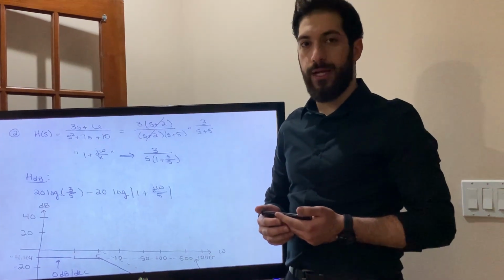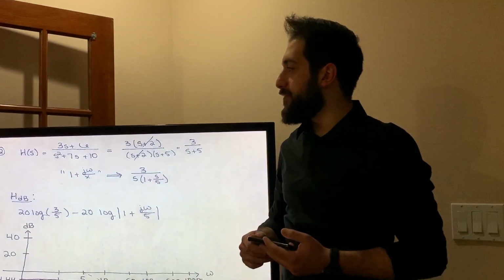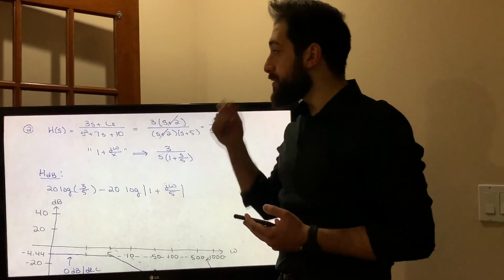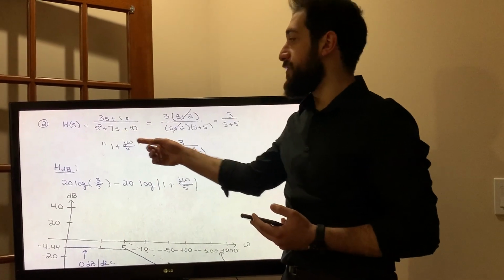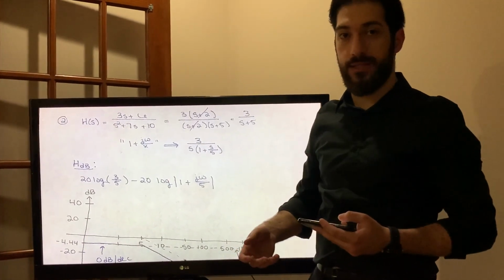Today I'm going to be demonstrating a tutorial on how to solve Bode plots as well as polar plots. So let's begin with the given example here. We have (3s + 6) over (s squared + 7s + 10). So my goal here is to manipulate this fraction so that it's easier to work with.